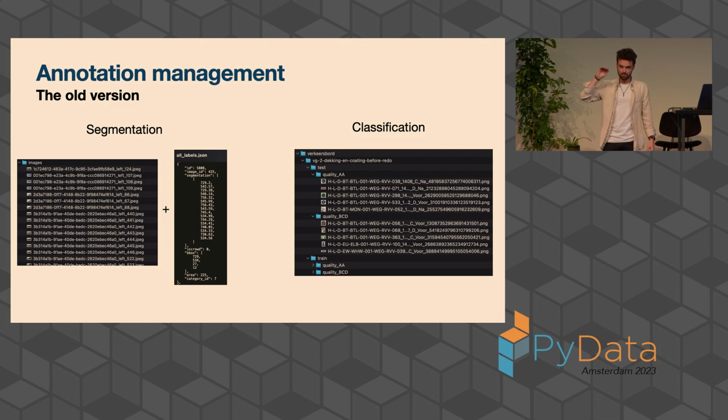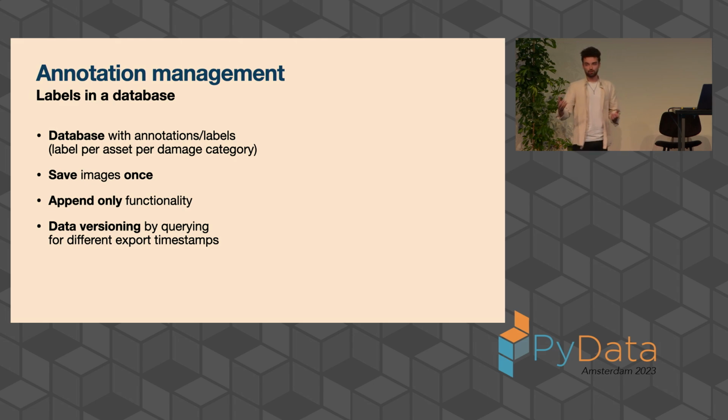Same for classification. We set per asset, per damage category. We make folders with good quality, bad quality. But this requires saving your images multiple times, and is not the best solution. So we transitioned into something more scalable, and that is to put these labels in a database. So what we did was create a database with a label per asset type and per damage category. This requires us to save the image once and just refer to it according to a certain file name.